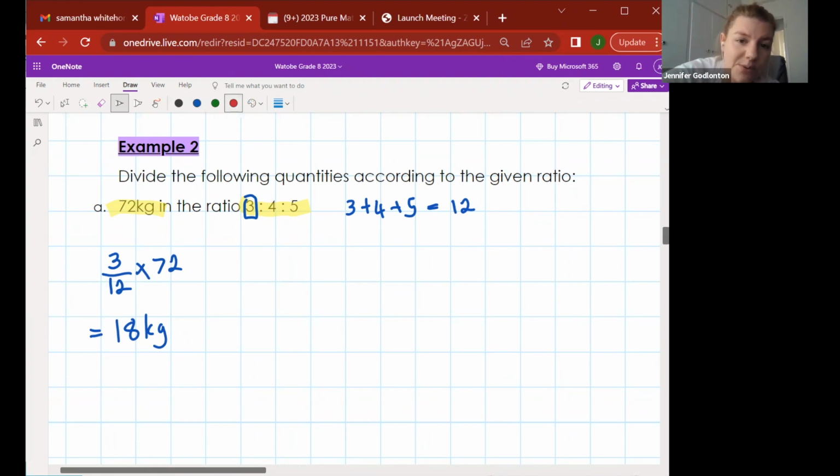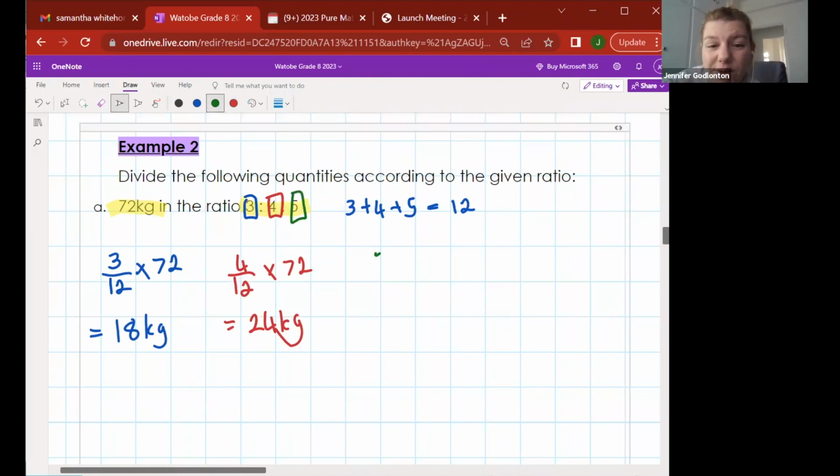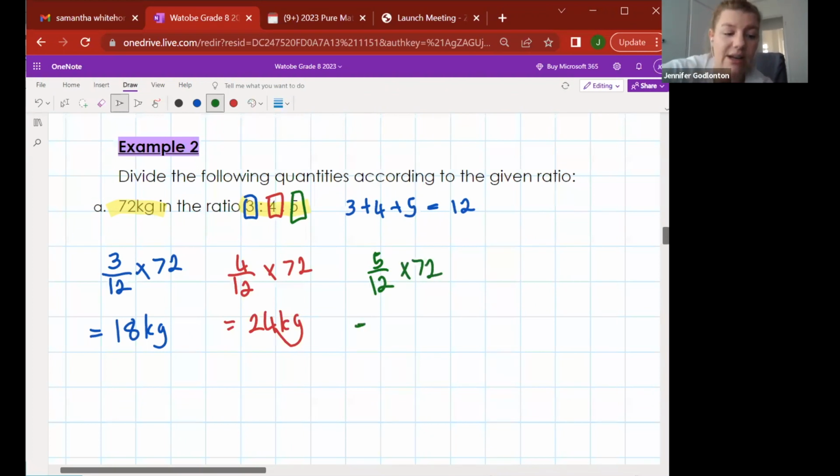Then you look at your next one. So your next one is a 4. So we're going to say 4 over 12 times 72. We just pop that again straight into the calculator, 4 over 12 times 72. And that gives us 24 kilograms. Then we look at our last one, and that's a 5. So we're going to say 5 over 12 times 72. And you can also just say 72 minus all of these if you want to. And that's going to give us 30 kilograms.